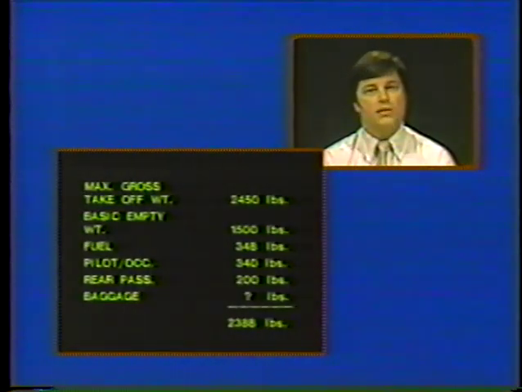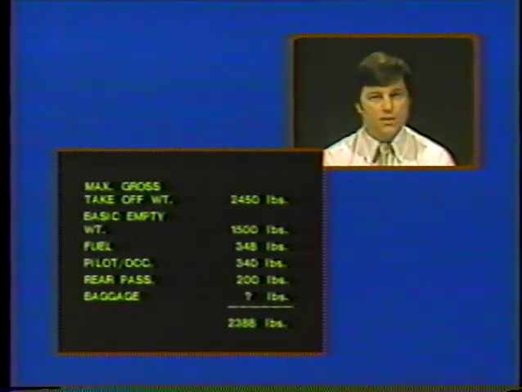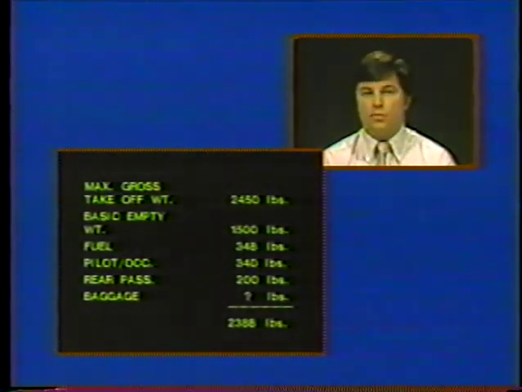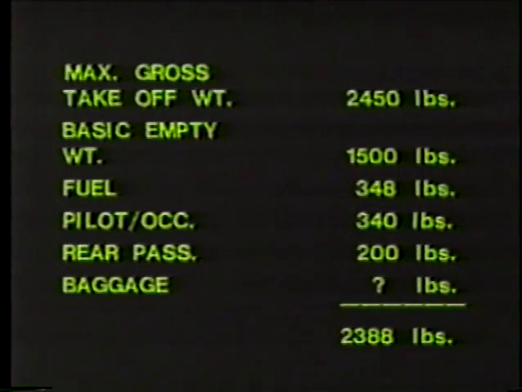Remember, our airplane has a maximum gross takeoff weight of 2,450 pounds and a basic empty weight of 1,500 pounds. Begin with listing the items and weights on your worksheet. Basic empty weight is 1,500 pounds. 58 gallons of fuel weighs 340. The front seat occupants weigh 340 pounds. The rear seat occupants weigh 200 pounds. The baggage is an unknown value.